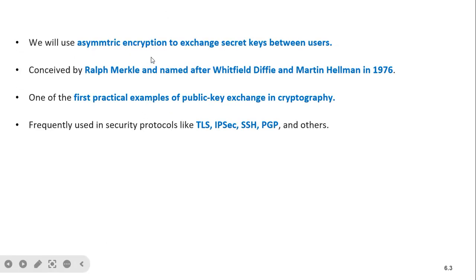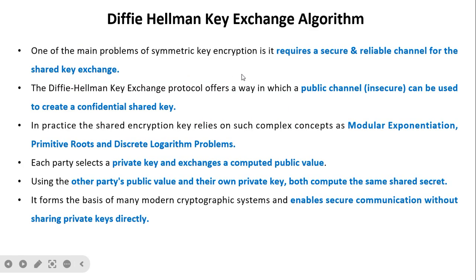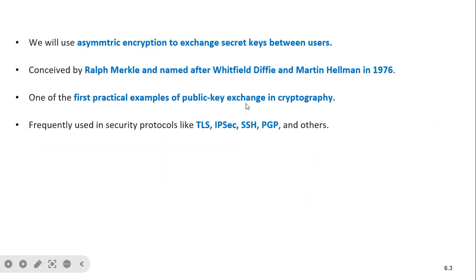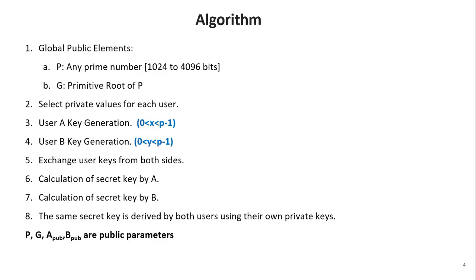We will use asymmetric encryption to exchange the secret key between the users. It was conceived by Ralph Merkle and named after Whitfield Diffie and Martin Hellman in 1976. It is the first practical example of public key exchange in cryptography. It is used in various security protocols like TLS, Transport Layer Security, IP Security, Secure Shell, and Pretty Good Privacy and other algorithms. Now we will see the Diffie-Hellman exchange algorithm.